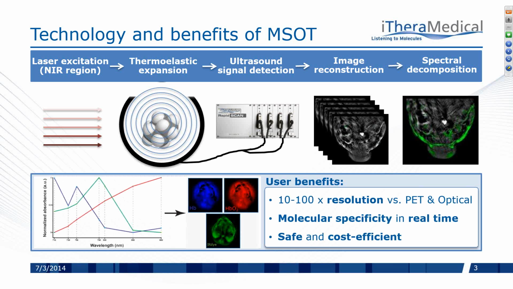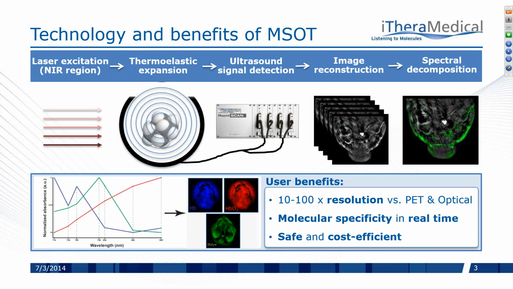The user benefits of using MSOT versus PET or optical imaging is that we can achieve a great resolution even at depth. So we achieve 150 micrometer resolution at depth throughout the entire cross-section of the mouse, which is 10 to 100-fold better compared to PET or optical systems at depth, where we have to measure the resolution on the millimeter scale rather than the micrometer scale.